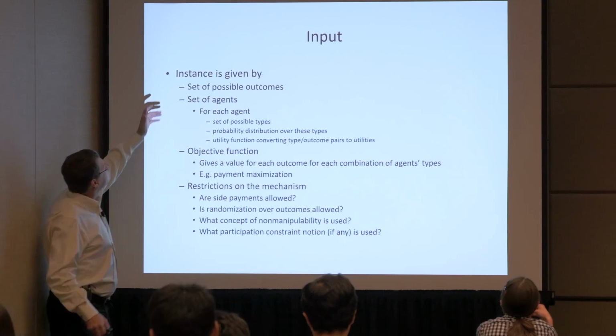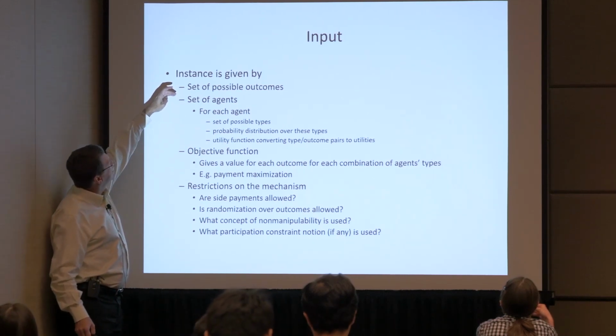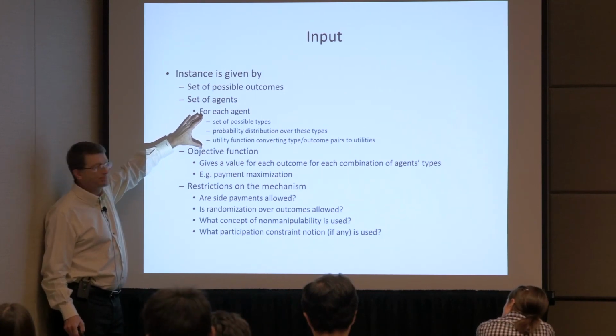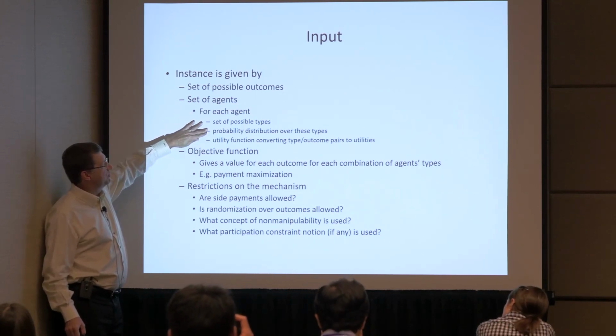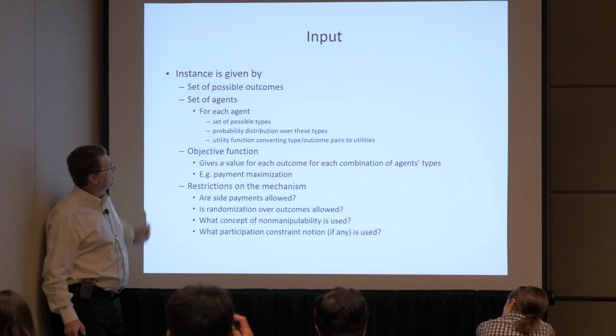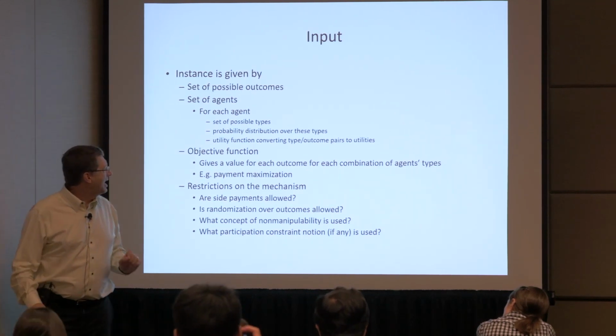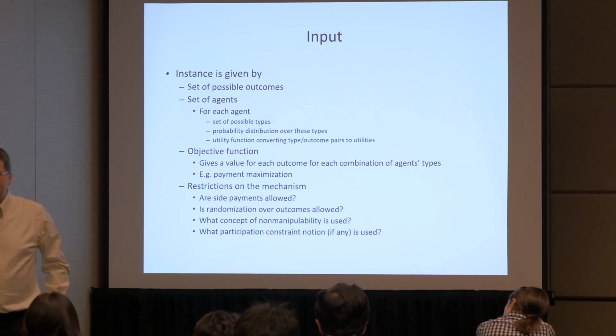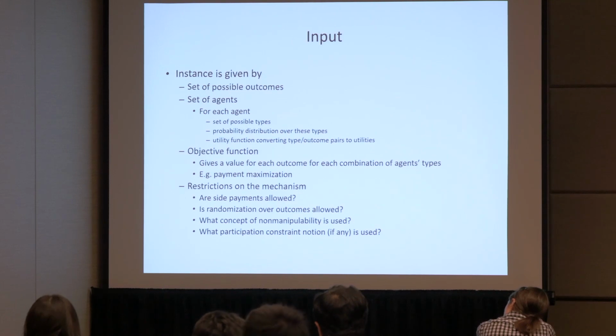It's a problem instance which is given by a set of possible outcomes, a set of agents, and for each agent a set of possible types, a probability distribution over these types, and a utility function converting type-outcome pairs to utilities. And we use the word type instead of valuation because it's more general. So we can talk about things like voting mechanisms and so on. But in auctions, oftentimes the types are valuations.